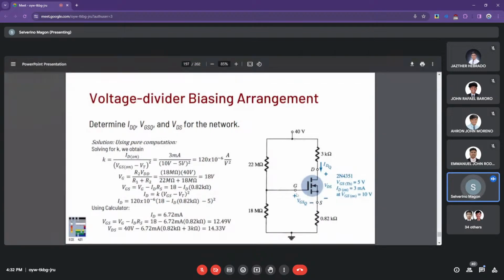The drop here is at 12 volts. And so VDS can be calculated as well in the output loop. Once we have the ID given, the ID calculated, so VDS becomes 14.3.